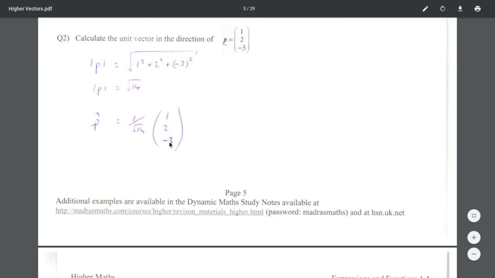(1, 2, -3). Again, we can multiply that out if we want to, but there's no need to, and just leave it in that format. And that is how to find a unit vector.